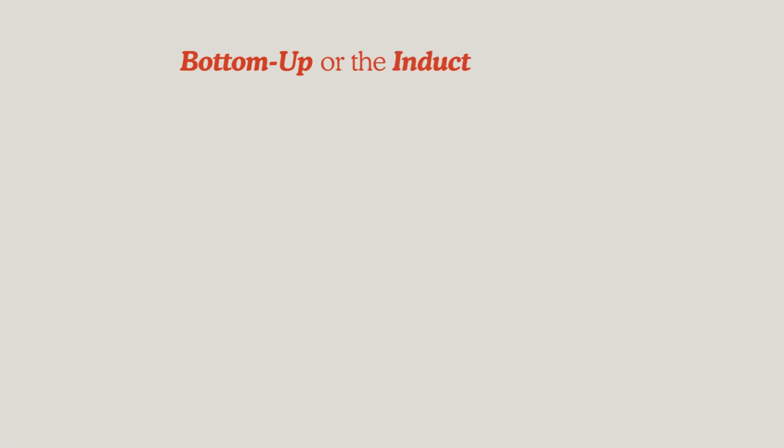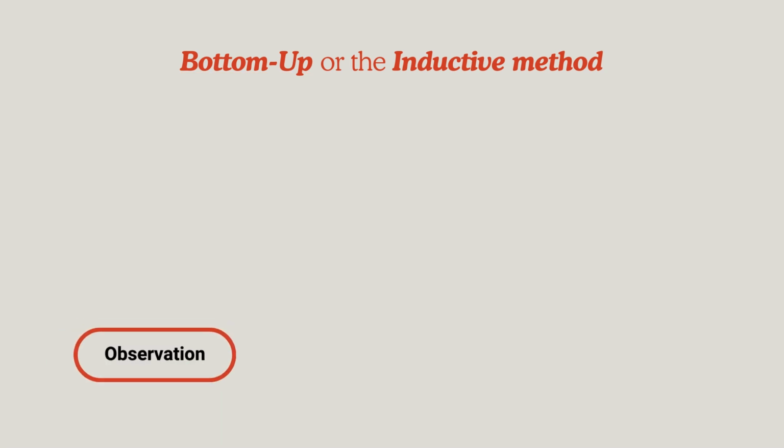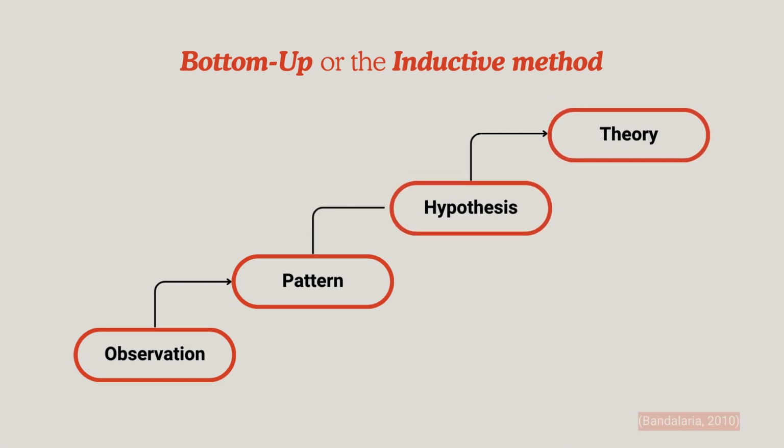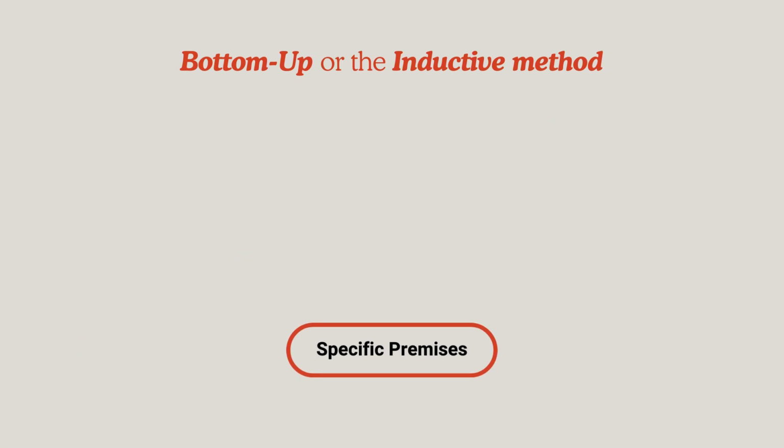Bottom-up or the inductive method. On the other hand, in the inductive method or bottom-up, observation comes first. Then upon observation, you pull a pattern. Based on these two specific premises, we can then generalize and form a hypothesis and a theory. Again, let's simplify in an example.